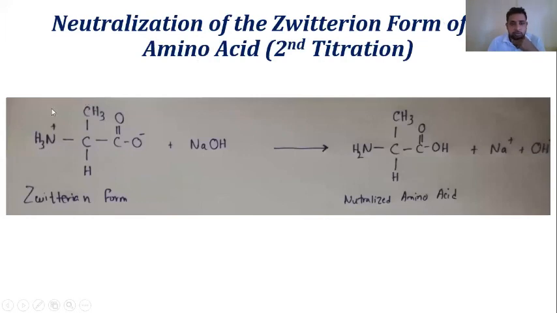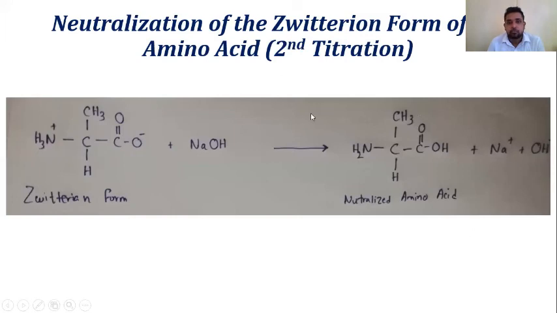This is an amino acid, so it contains an amine group as well as a carboxylic group. Usually amino acids exist in the zwitterion form. It means in the same molecule it contains a positive charge as well as a negative charge, and the net charge is zero. When the zwitterion form is there, we cannot do a proper titration. So we have to neutralize the zwitterion form.